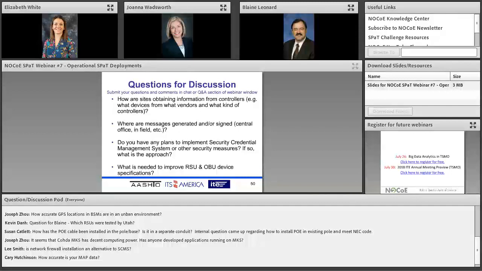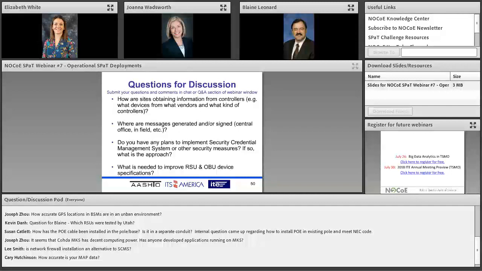Yeah, I believe we did similar. I wasn't involved with the direct installations, but I do believe that it was installed just directly inside the pole as well, from the cabinet to the roadside unit on the traffic signal shaft. Okay.